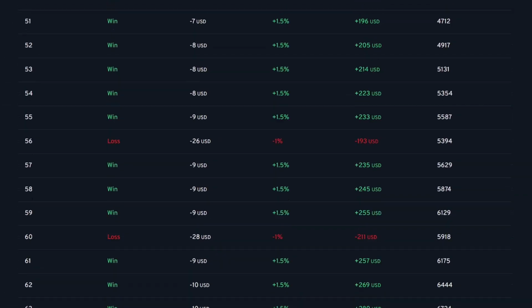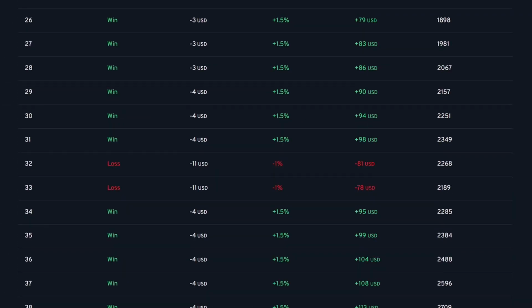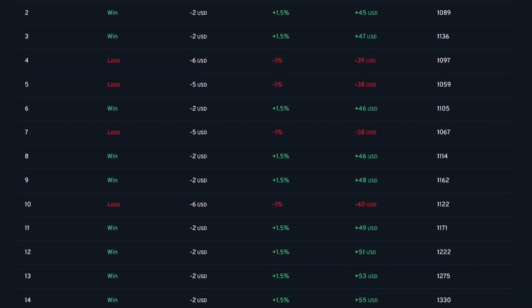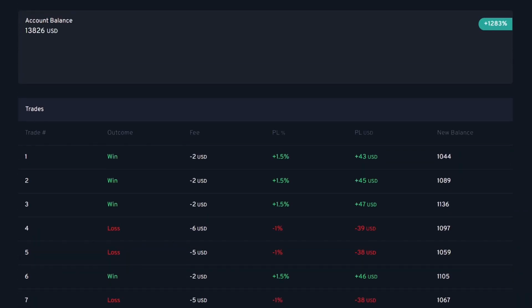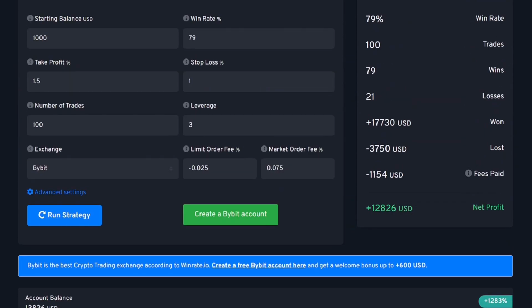Using the Ethereum on a 15-minute time frame with a risk-reward ratio of 1.5 to 1, we ran 100 trades. The results? An impressive 79% win rate. What else would you want from a trading strategy?